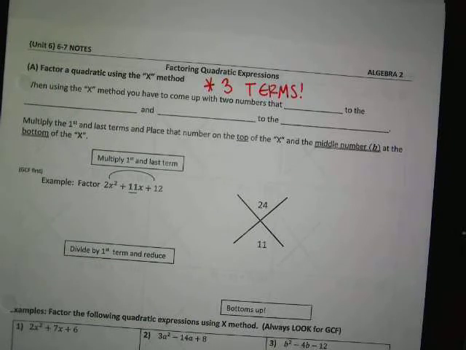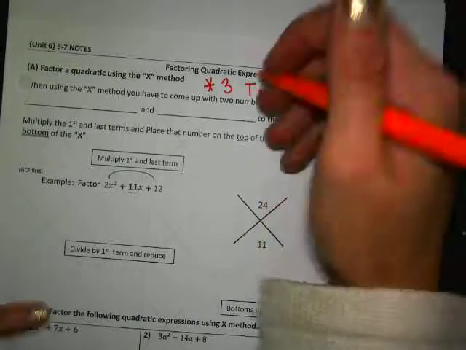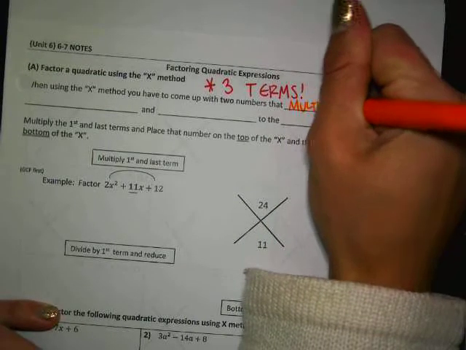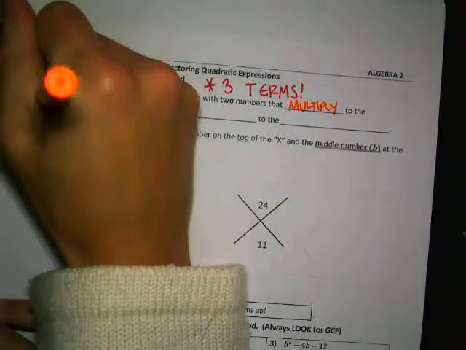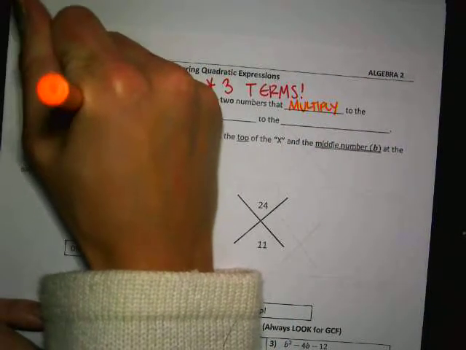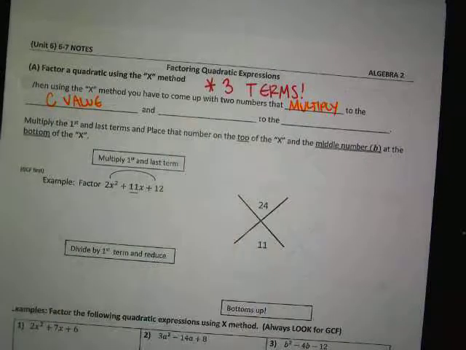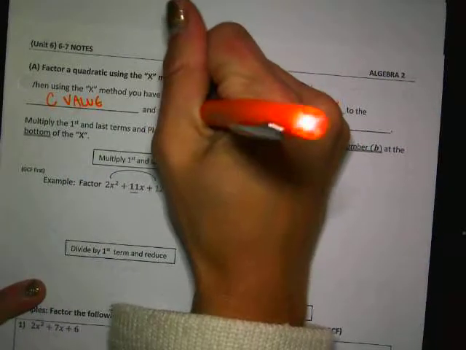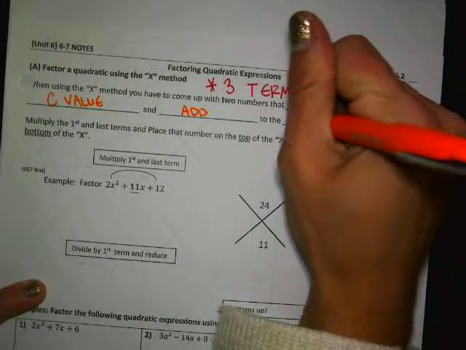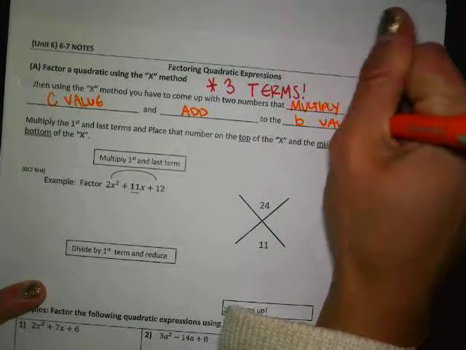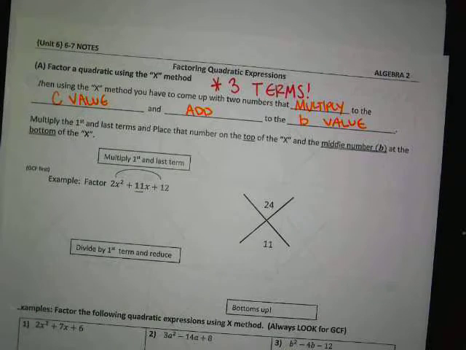When using the X method, you have to come up with 2 numbers that multiply to get the C value and add to get the B value. Multiply to get the C value, add to get the B value.